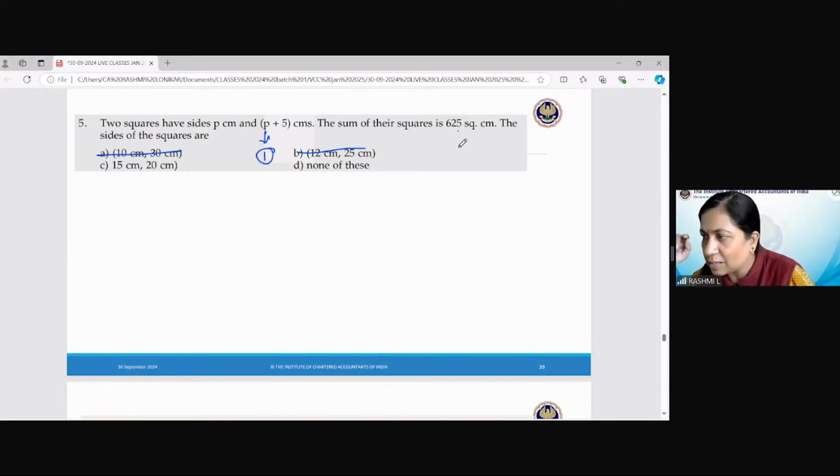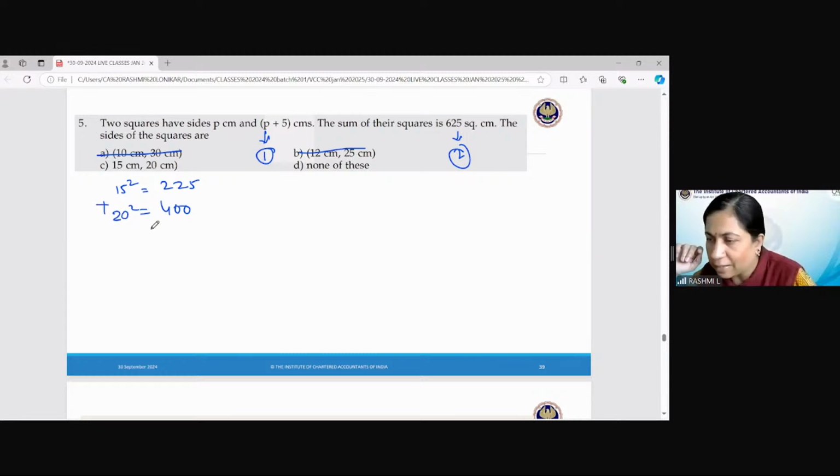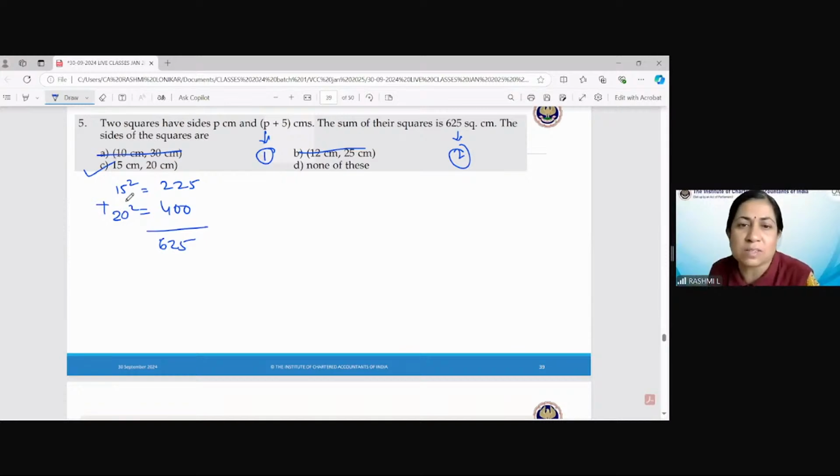Second condition is 625, the sum of the squares. 15 square is 225. 20 square is 400. If I add them, how much do I get? 625. Second condition is also satisfied. So C is the correct answer.